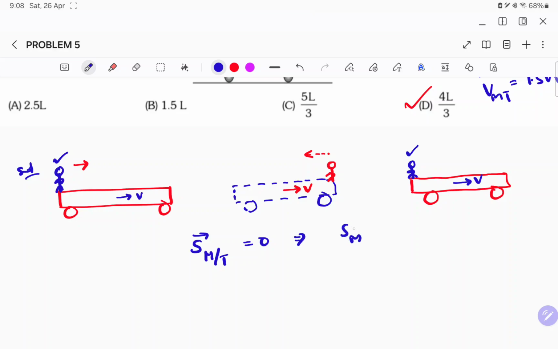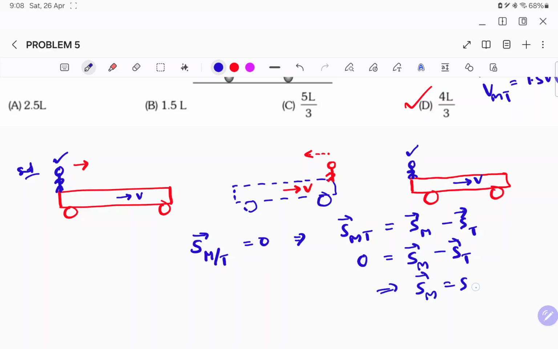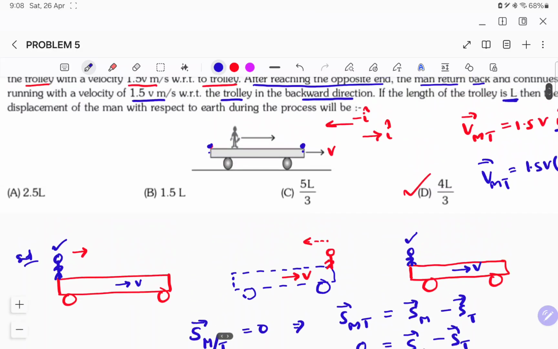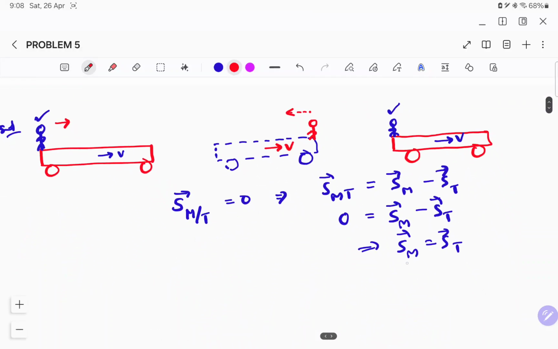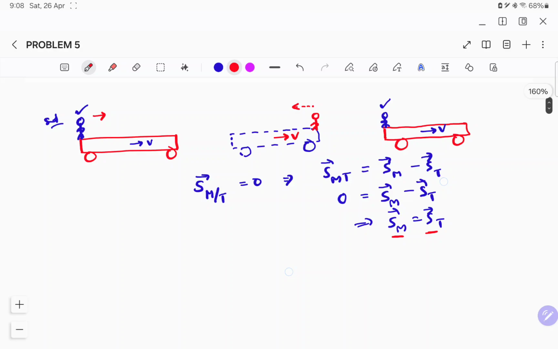So displacement of man with respect to the trolley is equal to displacement of man minus displacement of the trolley. As this is 0, you can say displacement of the man is equal to displacement of the trolley, right? So though our question here is to find displacement of the man with respect to the ground, as we proved here, it is equal to displacement of the trolley. So now I am going to try to find out the value of displacement of the trolley with respect to the ground, so that value represents the displacement of the man with respect to the ground.